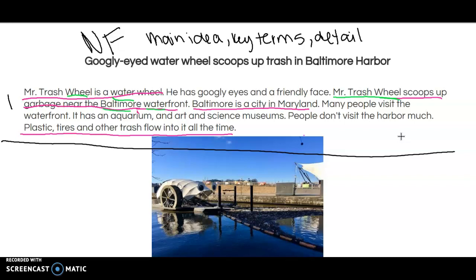Water, Baltimore, trash, waterfront, garbage, Mr. Trash Wheel. So those are very important words that help us understand what the passage or paragraph is about. If at any time you need to pause and make sure you have everything underlined if you're following along, or you can write down each section on your paper, please do so.